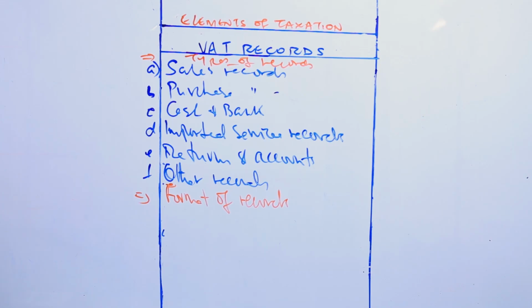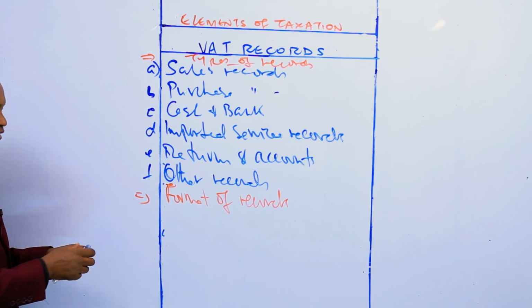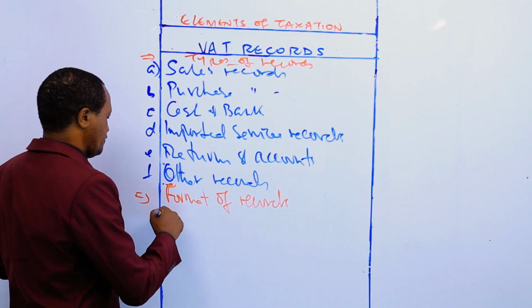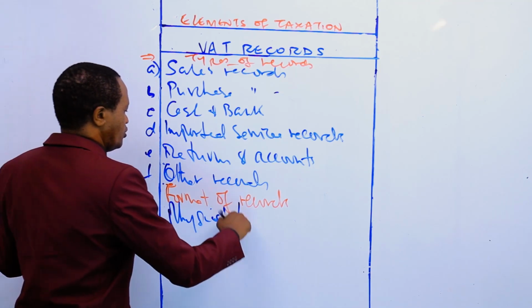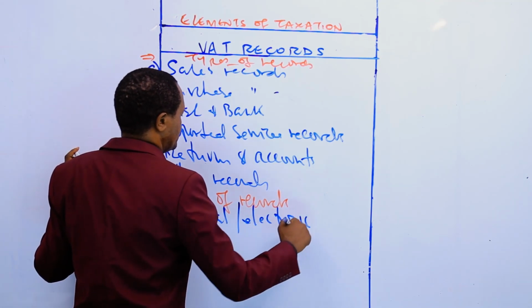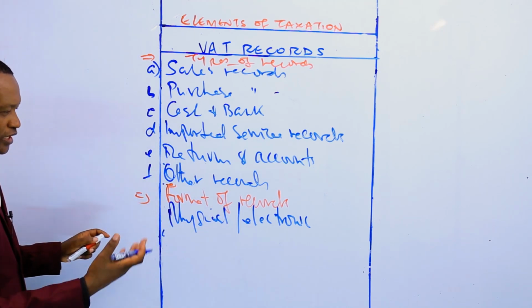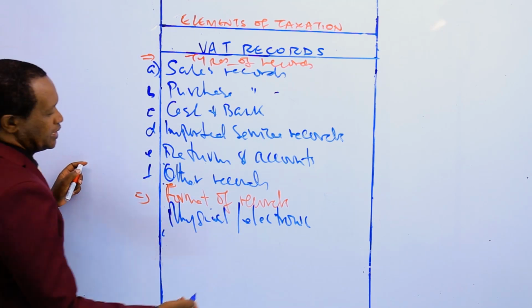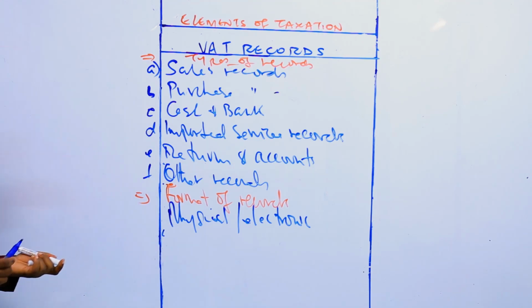We have originals of key documents like tax invoices that are crucial, and if originals are lost, one may be required to have certified copies clearly marked as such, and that may be accepted under specific circumstances. So that's the format. It can be physical or electronic. Physical means paper or hard copies. It could also be electronic. That's the format of tax records.